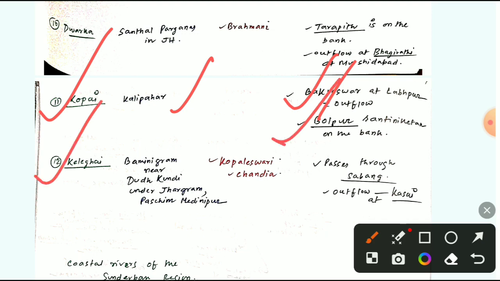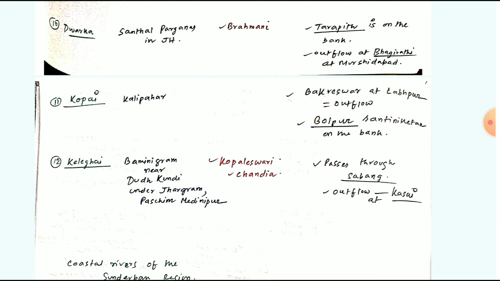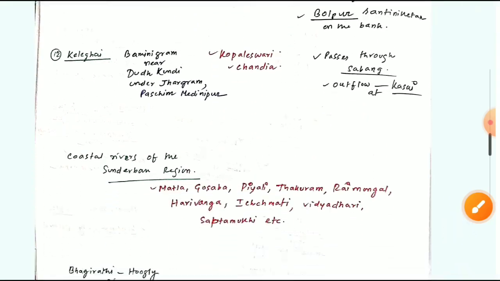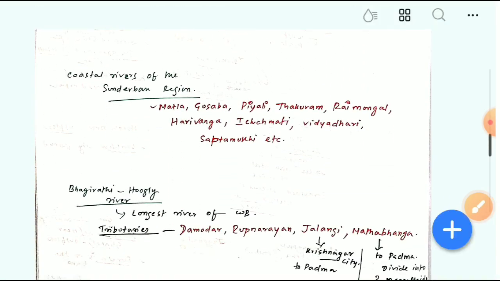Next is Keleghai, we have seen already. Source is Bamanigram near Dudhkundi near Jhargram, Paschim Medinipur. Kapaleswari and Chandia are the tributaries. It passes through Sabang and outflows at Kasai. So these were the important rivers of North and South Bengal.